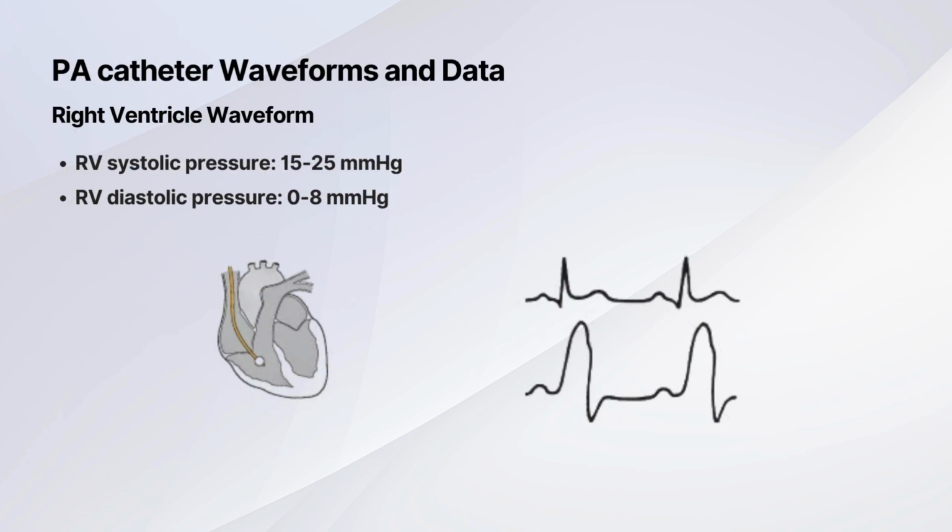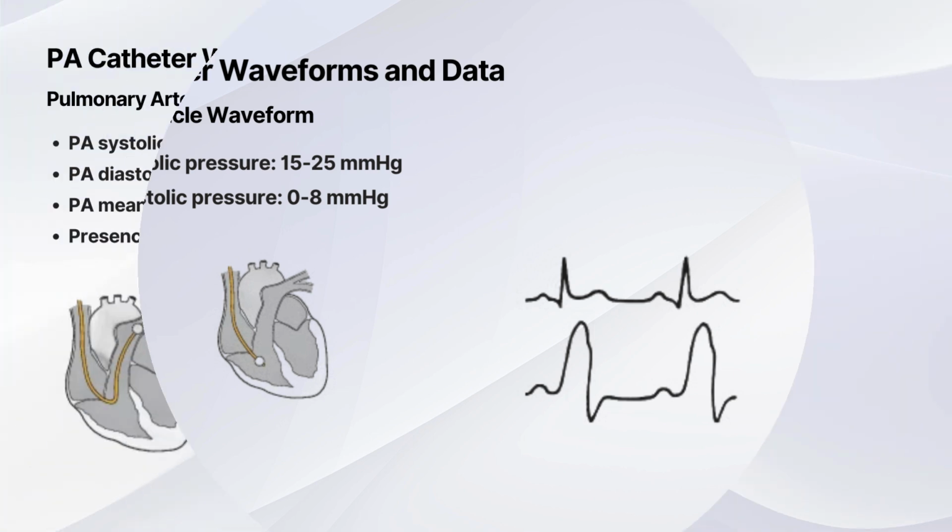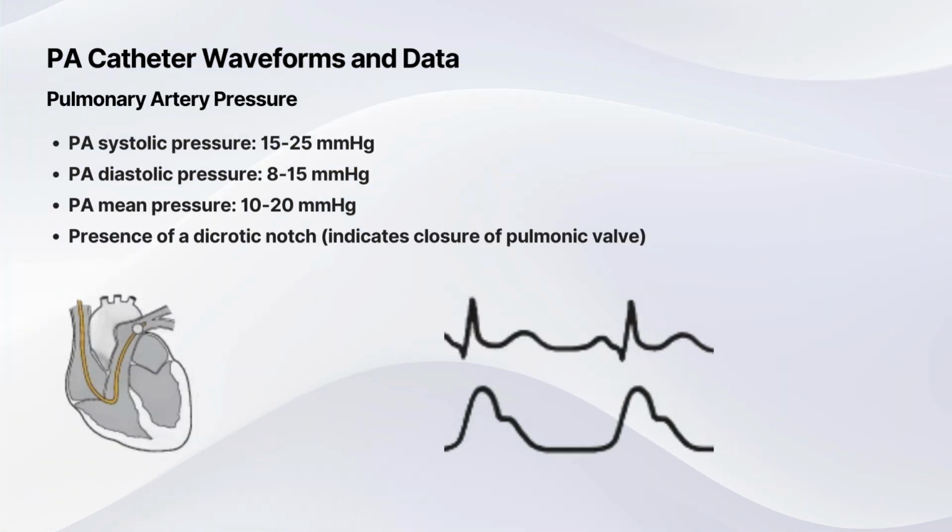Right ventricle waveform. The right ventricle waveform, abbreviated RV, is a tall wave with no dicrotic notch. RV systolic pressure value is 15 to 25 millimeters of mercury, while RV diastolic pressure value is 0 to 8 millimeters of mercury.